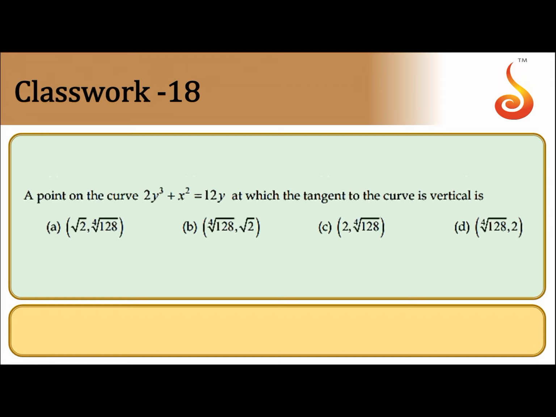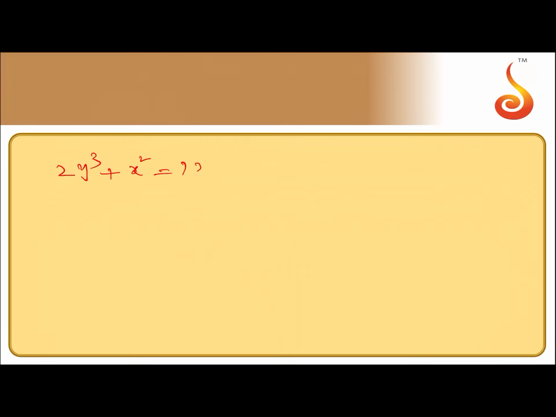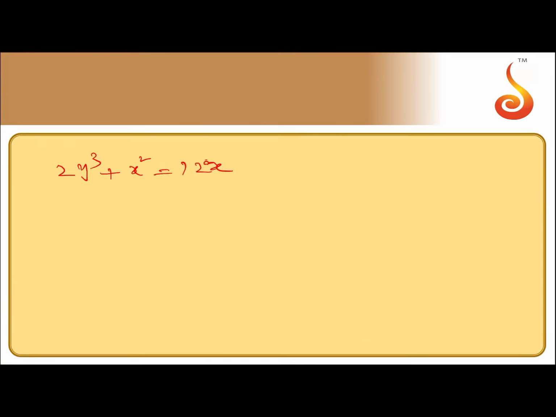Coming to the next one. The point on the curve at which a tangent to the curve is vertical. Tangent vertical means a slope not defined. So let us see that one. So y dash, 3y cube plus x square is equals to 12x.